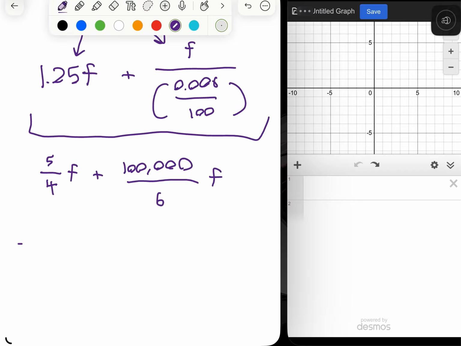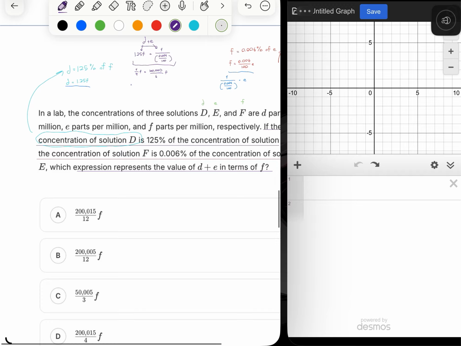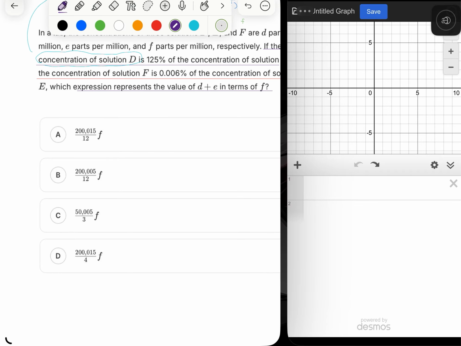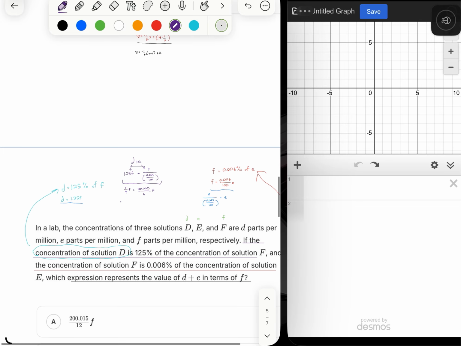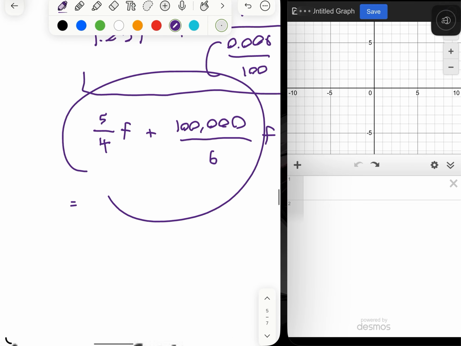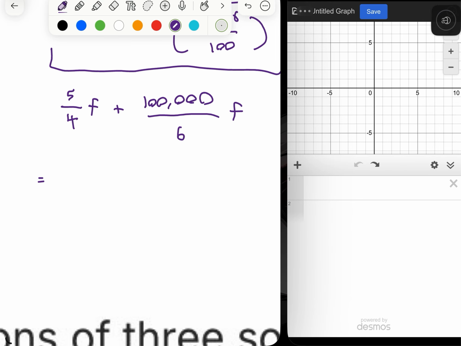But now we're trying to find which of these answer choices represents that value of d plus e. Well, you'll realize that all these answer choices only have one fraction in them. So that means we probably have to combine these two fractions together. First of all, you know that this is 5 over 4 plus 100,000 over 6 times f. I'm essentially just factoring that f out.